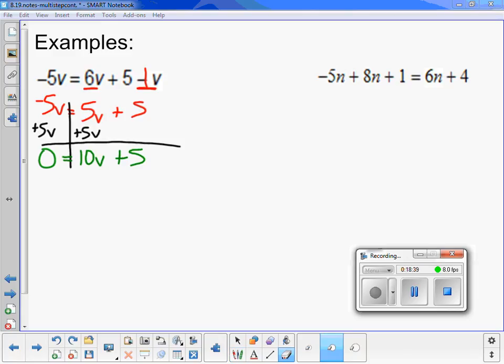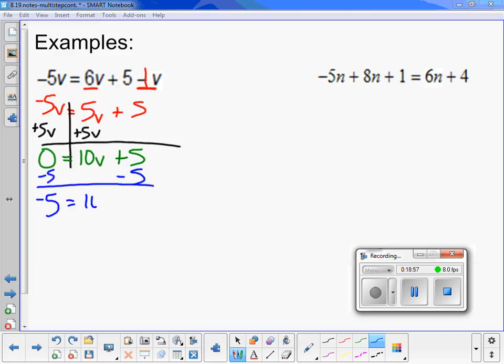Okay? So it looks funny, but remember, it's okay to have a 0 by itself. Now I need to move away from the v. Now I only have one v. That's what I wanted. So I have 10 times v and v plus 5. So I want to move the plus 5. So to move it to the other side, I have to subtract. So I have negative 5 equals 10v.